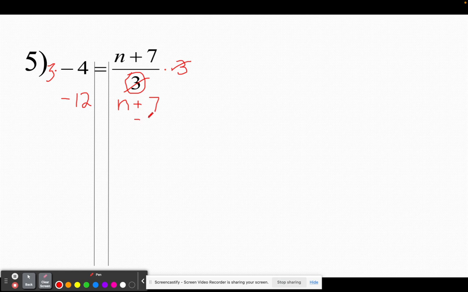Let's subtract 7 from both sides. This cancels, leaving me with n equals negative 19. Again, if you did a quick check, negative 19 plus 7 is a negative 12. Negative 12 divided by 3 is negative 4.